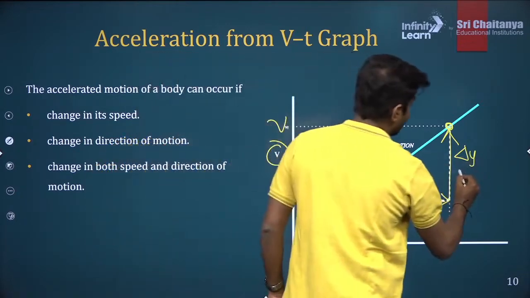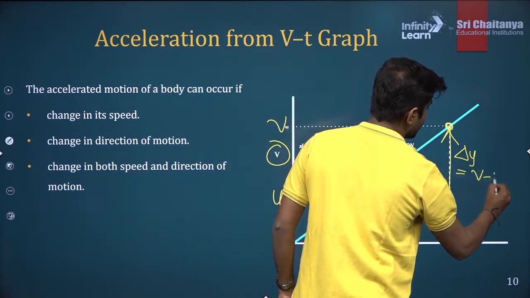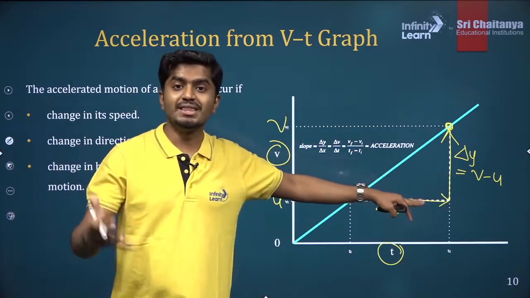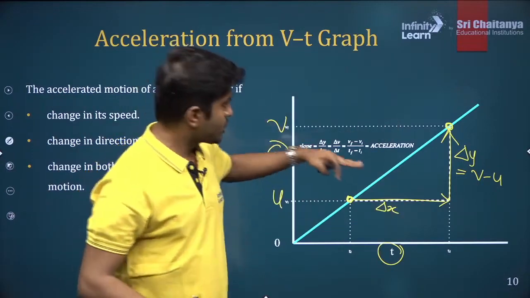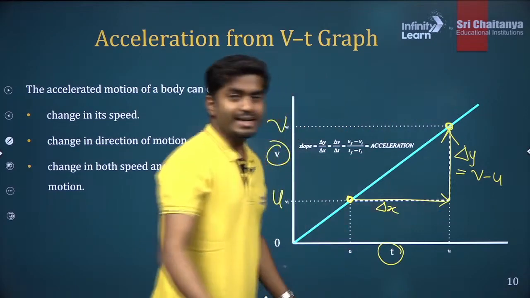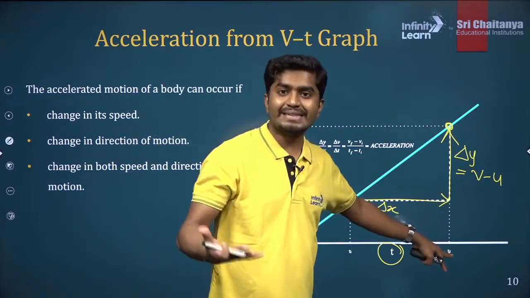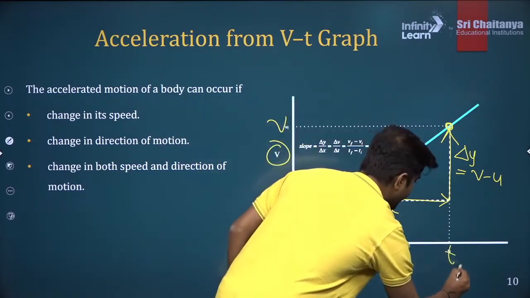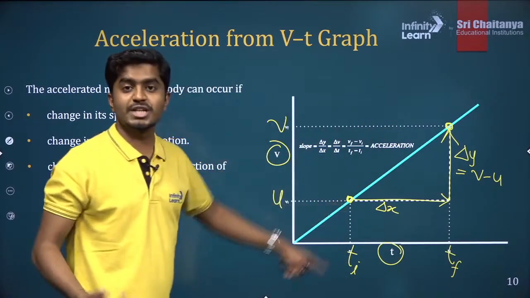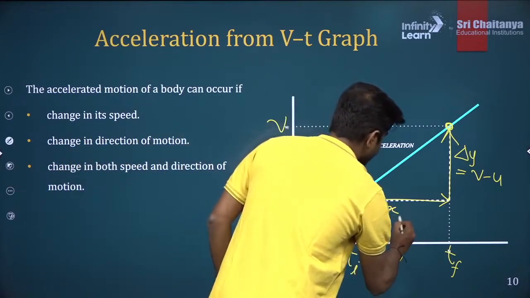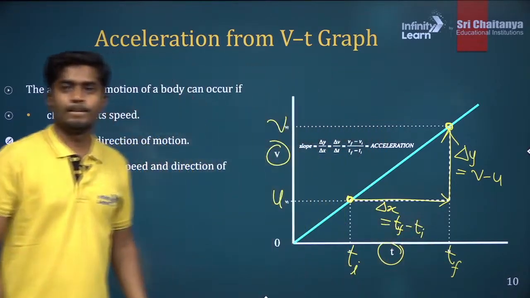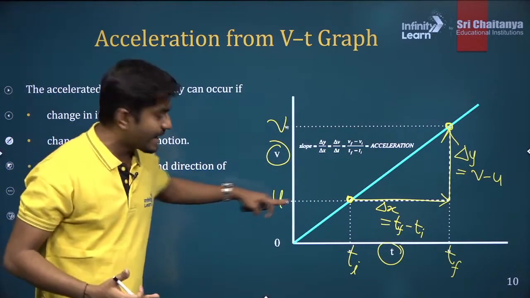So change in the y coordinate is nothing but v minus u. This is the change in the y coordinate, or change in the velocity. What is the change in the x coordinate? It is final time, so t final minus t initial. So change in the x coordinate is nothing but t final minus t initial. There is a change in the time coordinate.